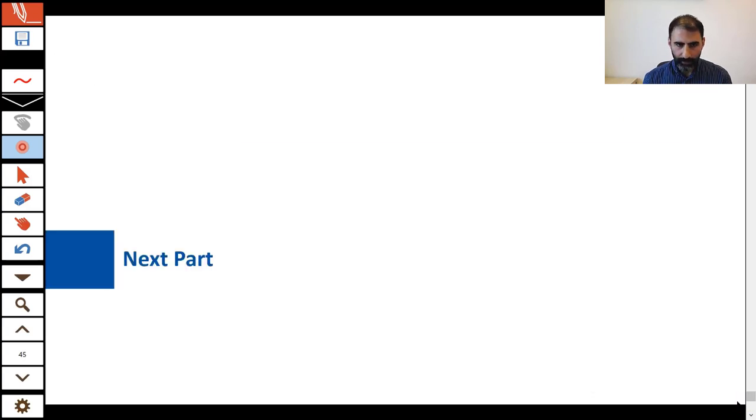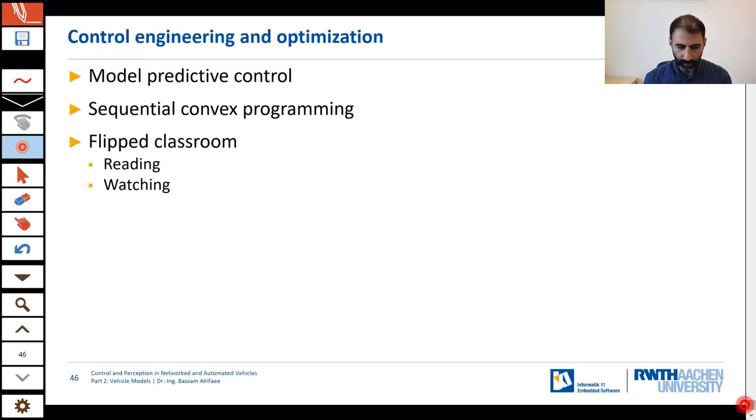So the next part, now we are done with the vehicle models. In the next part, we will speak about model predictive control and about sequential convex programming. It is a method to solve non-convex programs. And we will have also two flipped classrooms, one about model predictive control and one about sequential convex programming. For the flipped classroom, in the next part, you will be able also to watch videos, not just read. And we will send you what to prepare. So for model predictive control, it's going to be group B, and for sequential convex programming, it's going to be group C to prepare the flipped classroom.